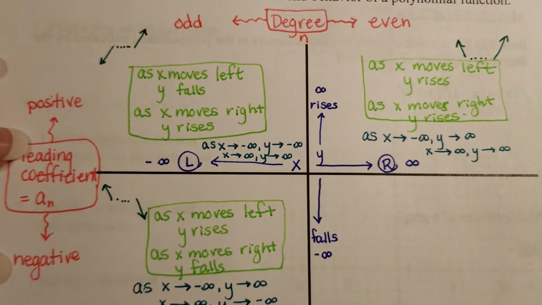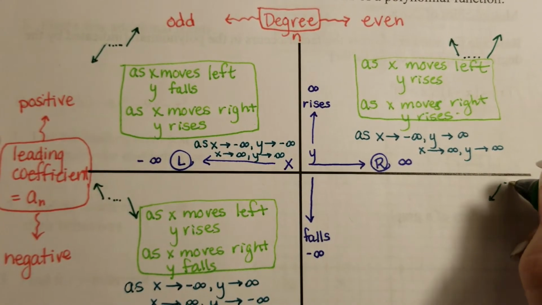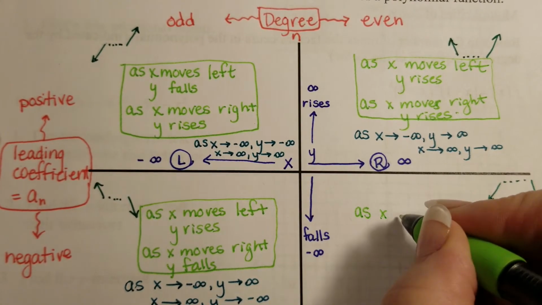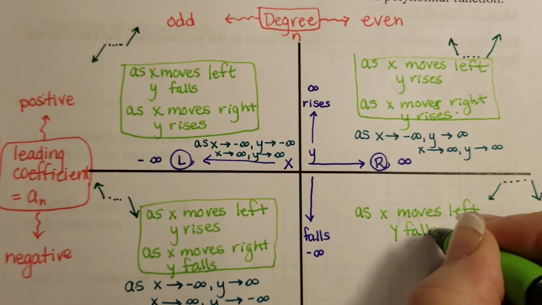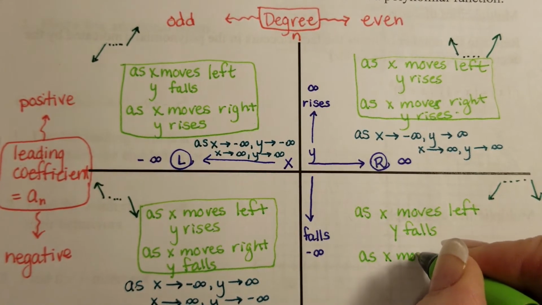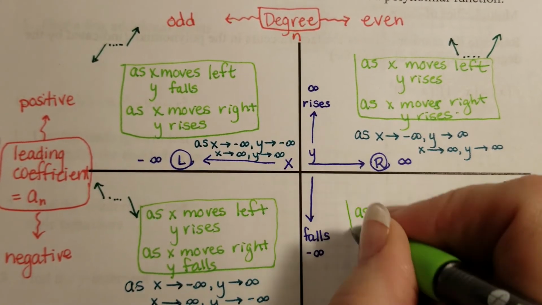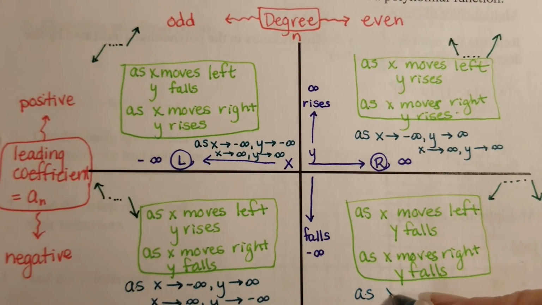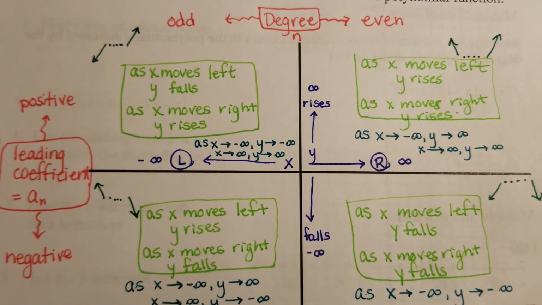And then our last possibility is when the degree is even and the leading coefficient is negative, where both ends are going to be looking down. So we're going to state as x moves left, y falls. As x moves right, y falls. Or as x approaches negative infinity, y approaches negative infinity. And as x approaches infinity, y approaches negative infinity.